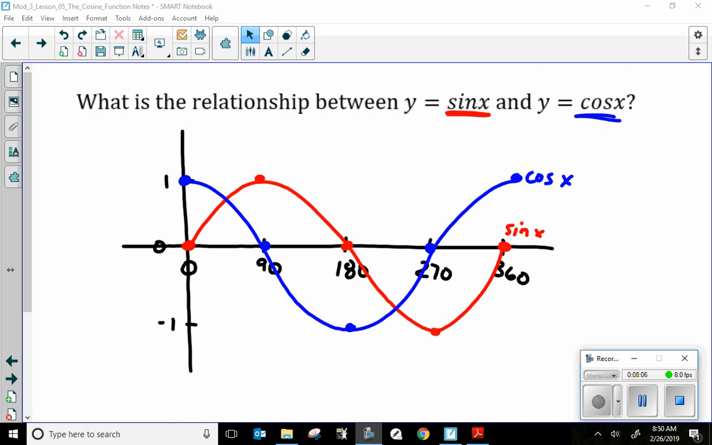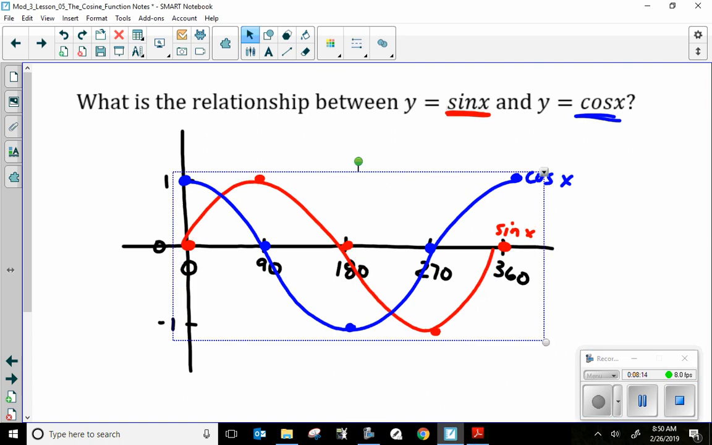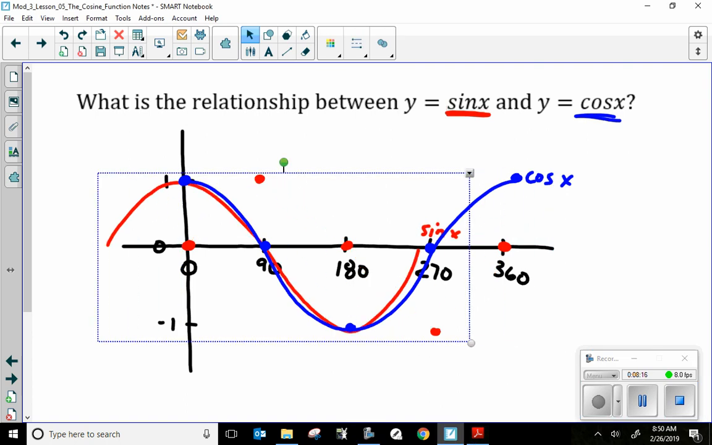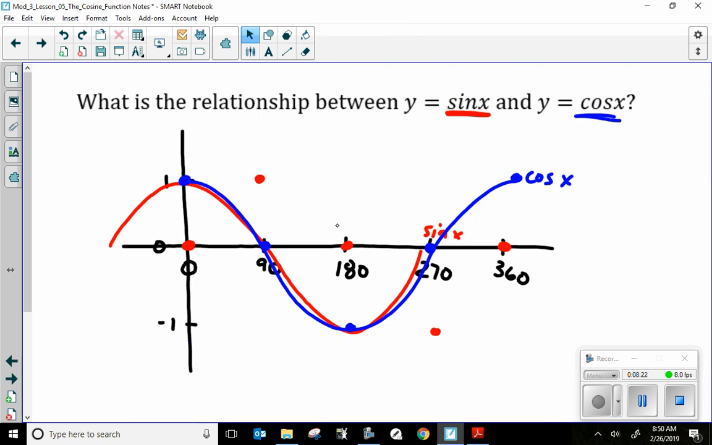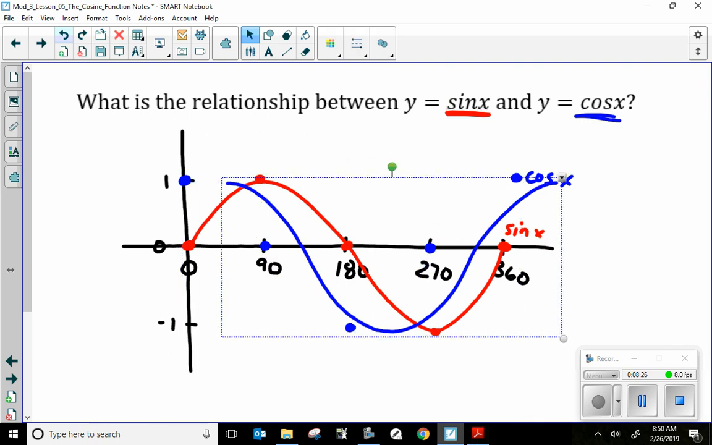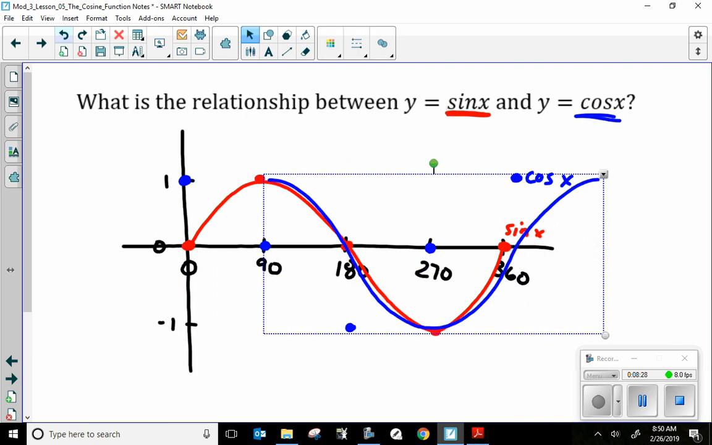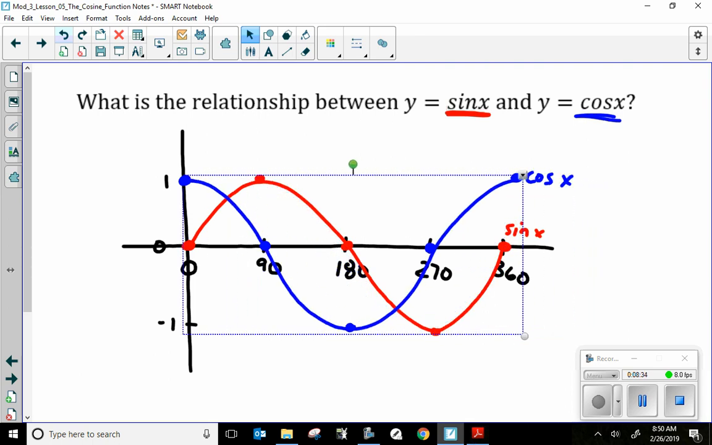Really, they are just a 90-degree shift away from each other. What does that mean? If I take sine and I move it 90 degrees to the left, boom, it pretty much lays right on top of cosine, okay? Let me move that back. If I take cosine and move it 90 degrees to the right, that pretty much lays right on top of sine. So they're really just a 90-degree shift left and right away from each other.